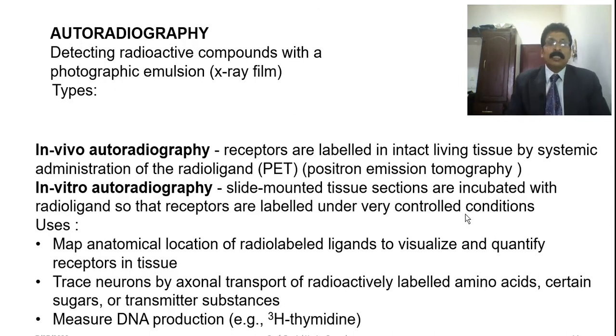Trace neurons by axonal transport of radioactively labeled amino acids, certain sugars or transmitter substances. Measure DNA production. For example, thymidine labeled with tritium, H3, can also be used in this autoradiography.